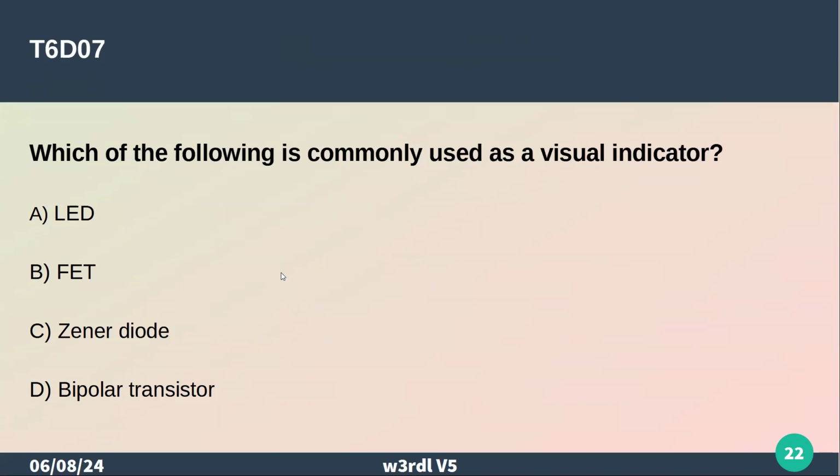Which of the following is commonly used as a visual indicator? Alpha.